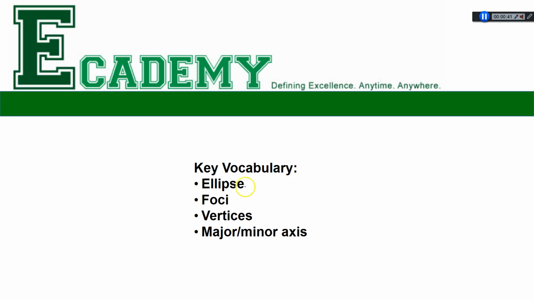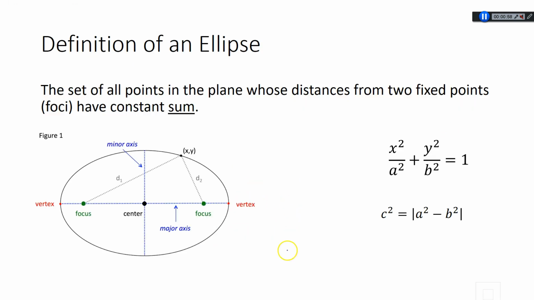So vocabulary here: ellipse, foci. Foci is the plural of focus, right? A parabola had a focus point. It's the direction that it opened, right? So an ellipse has two focus points. They're called foci. That's the plural of focus. Vertices, just like a parabola, an ellipse has vertices somewhere, and the major and minor axis of an ellipse.